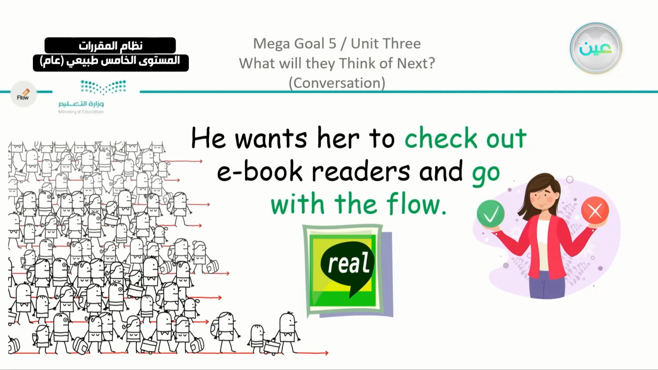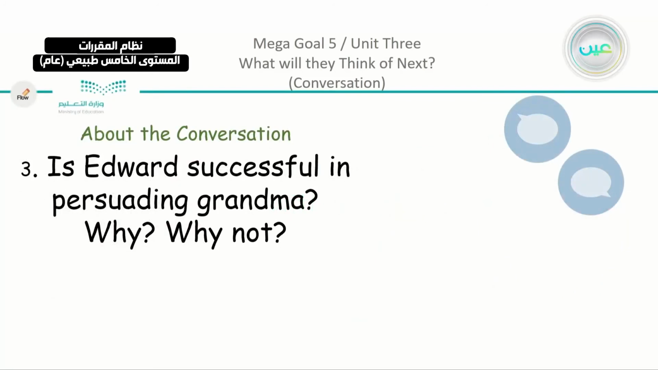So now we took four: we took ditch, lugging, go with the flow, and check out. Now the last question: is Edward successful in persuading Grandma? Why or why not? Based on what you heard, what was her last reply? Was she interested in it? Did she say, for example, yes, okay, I'm going to try, or tell me more about it? Or did she answer something else?